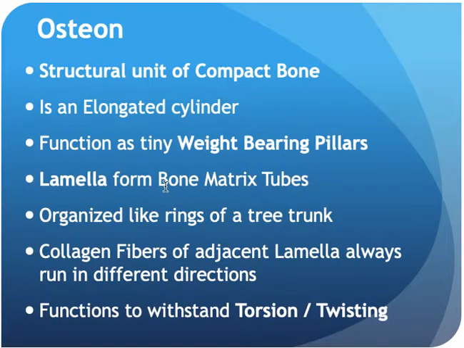You're going to have lamella. They form bone matrix tubes, organized, again, like the rings of a tree trunk. The collagen fibers of adjacent lamella always run in different directions so that they can absorb forces from all these different directions. What they do for me is allow me to withstand any sort of torsion or twisting that is applied to the bones.